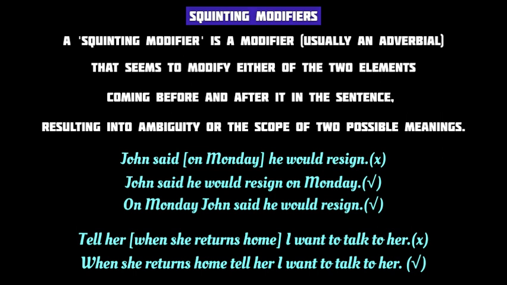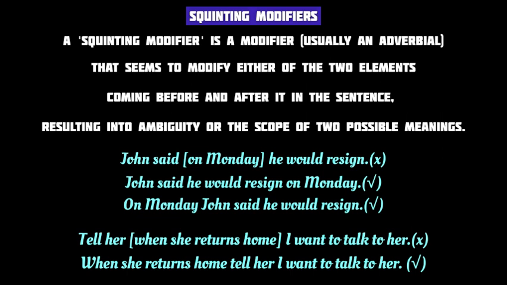Now, in order to remove this ambiguity or confusion, we have to place this modifier appropriately in the sentence. John said he would resign on Monday. No confusion now. His resignation is coming on Monday. And then the sentence "On Monday John said he would resign" means John made this statement on Monday.